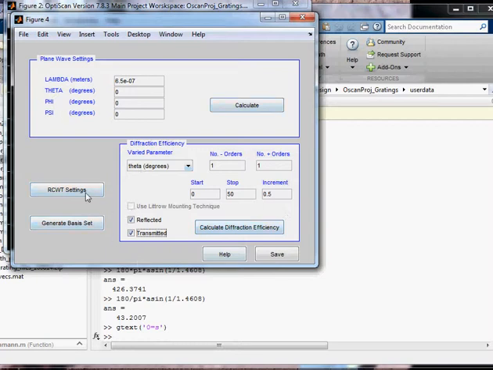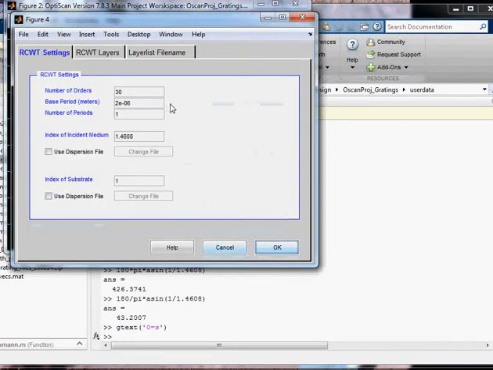Now we've set up the basic calculation. We have to go and set up the grating. So I'm going to choose 30 orders here with a base period of 2 microns, so that's the pitch. And you don't have to worry about number of periods here. That should just be set equal to 1 for this basic calculation. And the index of the incident medium, I believe that's fused silica, 1.4608, and we're going to do the substrate at a refractive index of 1. And I'll show what those values are and how they relate to the geometry in just a minute.